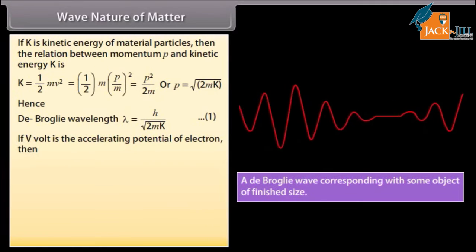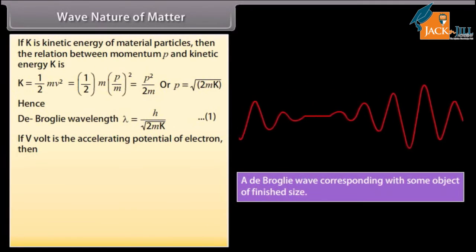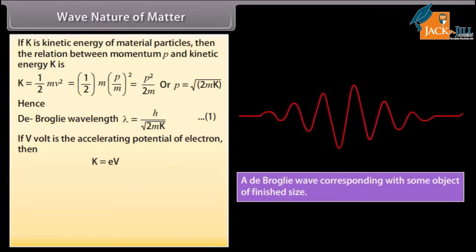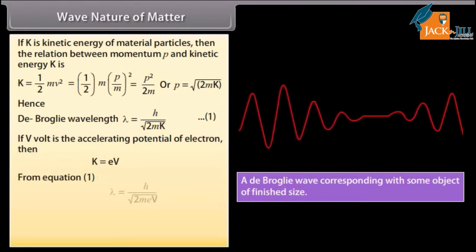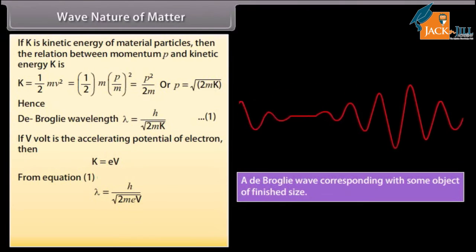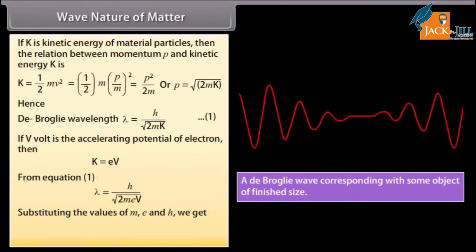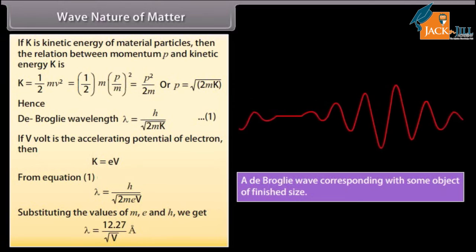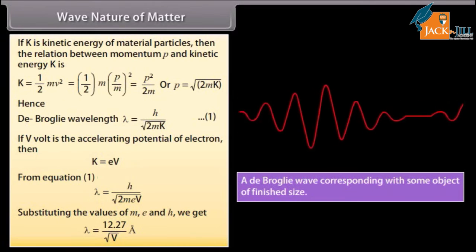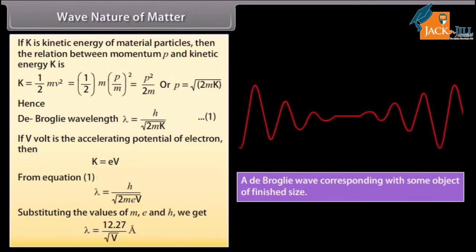If V volt is the accelerating potential of an electron, then K equals eV from equation 1. Lambda is equal to h by square root of 2meV. Substituting the values of m, e and h, we get lambda as 12.27 by square root of V angstrom.